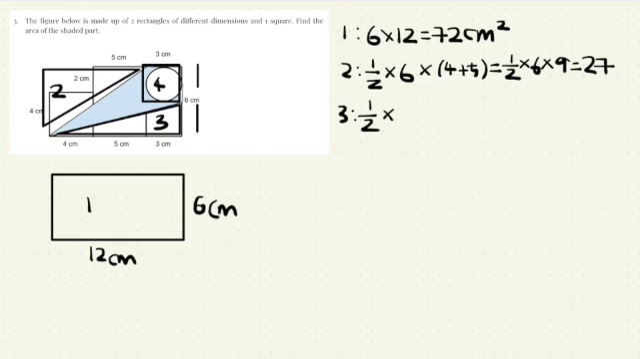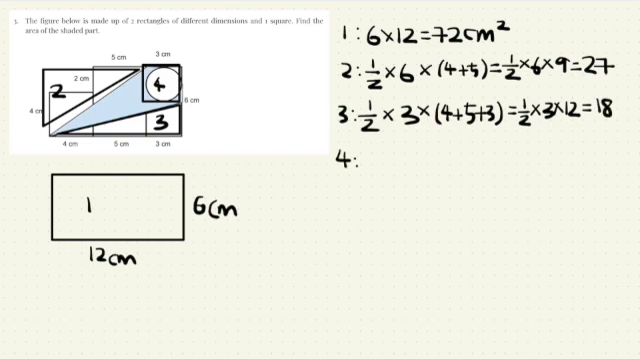Because this is a rectangle of 6 cm. Correct? Oops, my rectangle is not very nice. So if this is a circle, then this will be a square. Because remember, a circle can be enclosed in a square, so it will be 2 squares. So half times 3 times, this is 4 plus 5 plus 3. So you will get half times 3 times 12. This will give us 18.